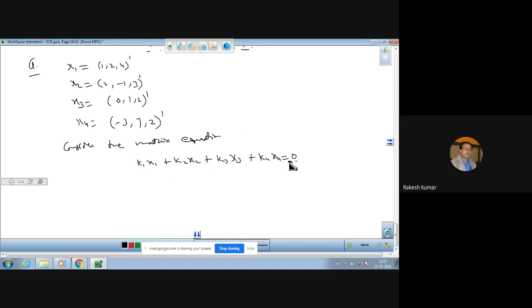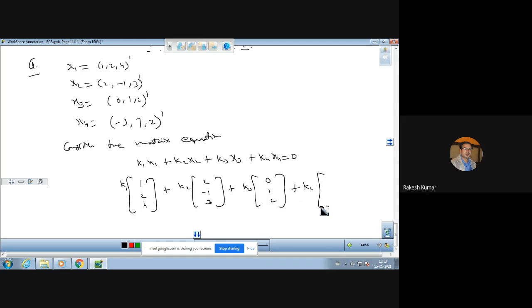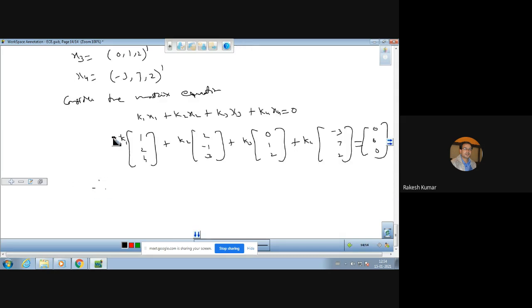And x1, x2, x3, x4 are your vectors. लास्ट क्वेश्चन में हमने v1, v2, v3 रखा. एक और नई जो बात है, इसमें 4 वेक्टर्स दिए हुए हैं. सो क्लियर सी बात है, 4 वेक्टर्स हैं तो 4 के हिसाब से कॉम्बिनेशन ही होगा. सो फर्स्ट वेक्टर इज 1, 2, 4 and the second vector is 2, minus 1, 3 and the third vector is 0, 1, 2 and the last vector is minus 3, 7, 2 is equal to null vector 0, 0 and 0.